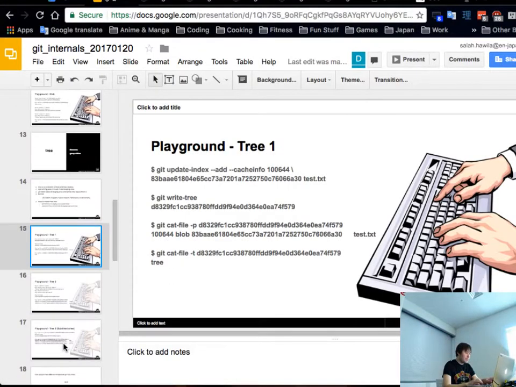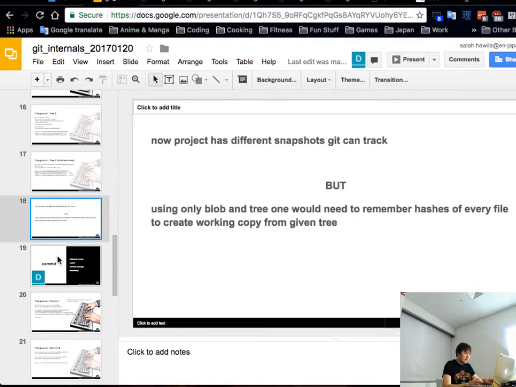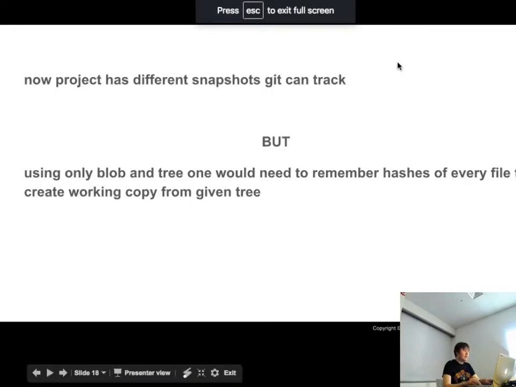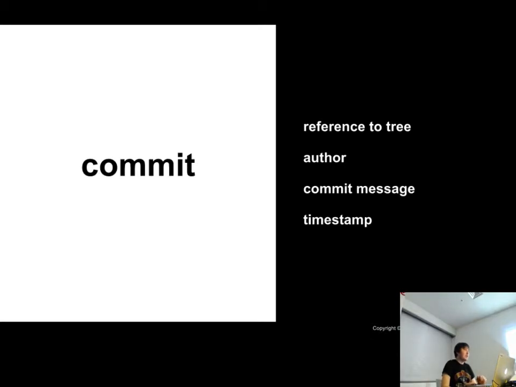But the project is like snapshots that you need to track and so on, but it's not practical since you still have to remember hashes for all the actions, all the files plus trees, and it builds up. So for this you need to use commit.